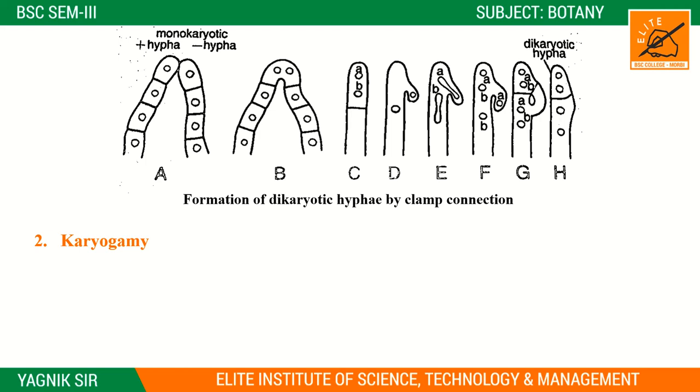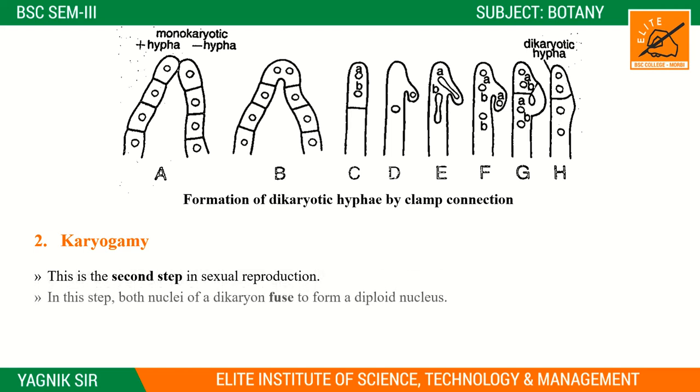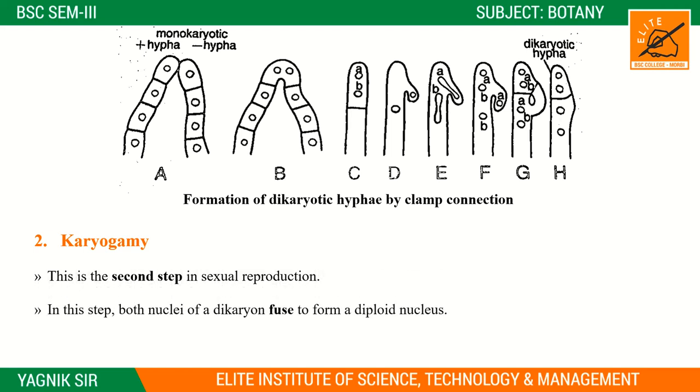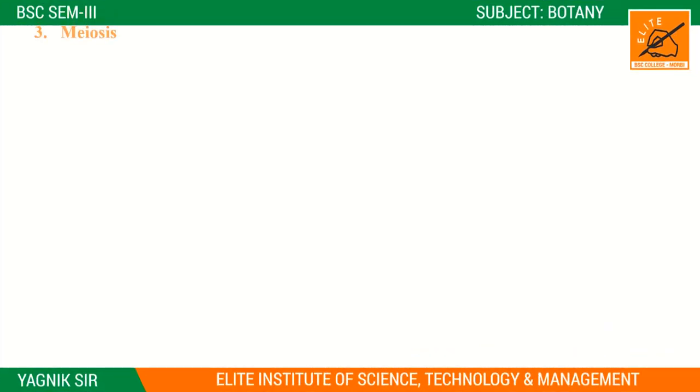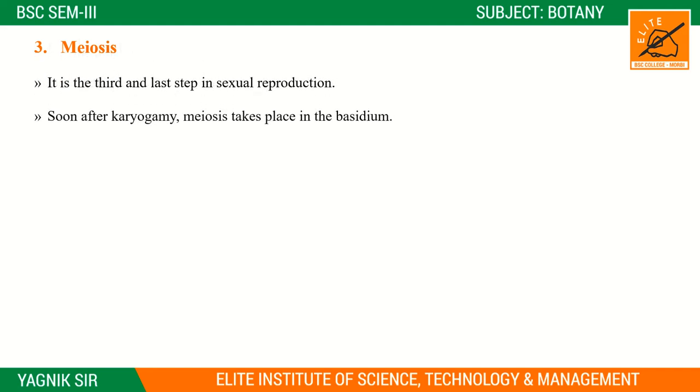Another step is karyogamy, and this is the second step of sexual reproduction. In this step both nuclei of the dikaryote fuse to form a diploid nucleus, right? And karyogamy takes place in the young basidium, and from this the development of the young basidium starts, right? And the last and third step is meiosis, right? Soon after karyogamy, meiosis takes place in the basidium.